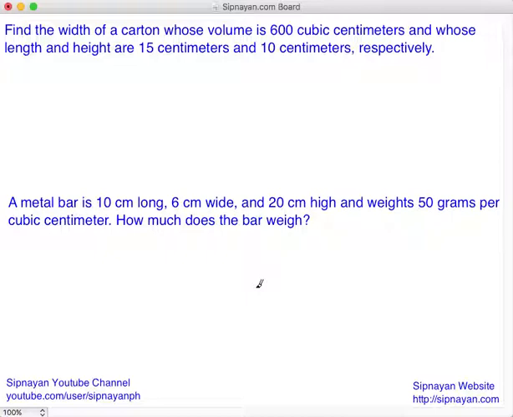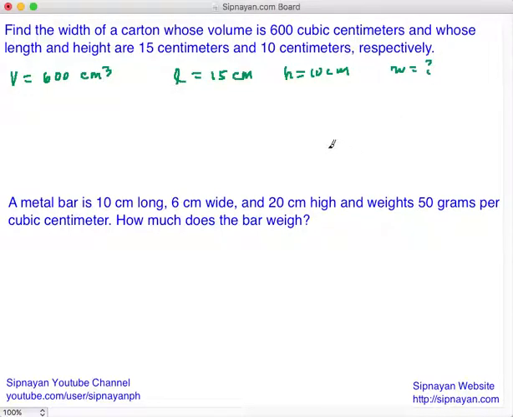Find the width of a carton whose volume is 600 cubic centimeters and whose length and height are 15 and 10 centimeters respectively. So, given the volume, we have our volume. So we'll use a different color. The volume is 600 cubic centimeters. Then the length is 15 centimeters, and the height is 10 centimeters. Our unknown is the width.